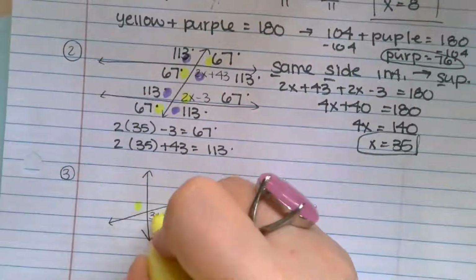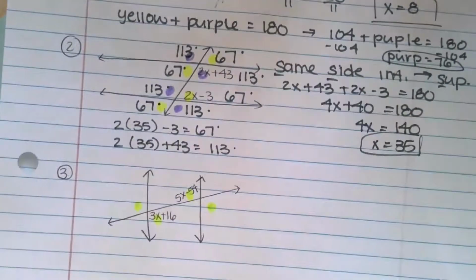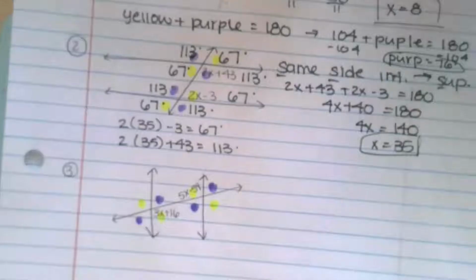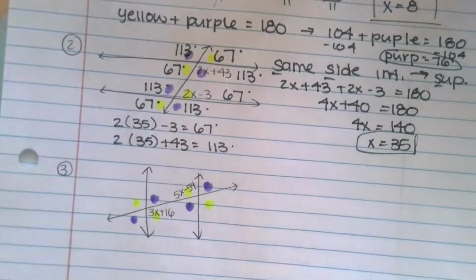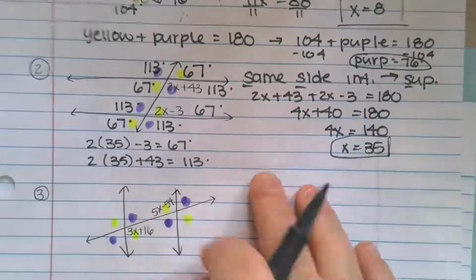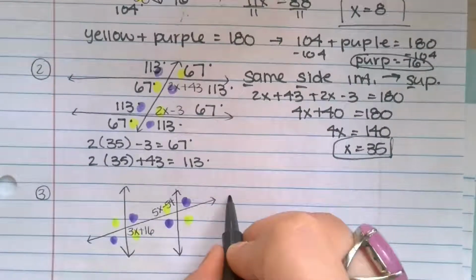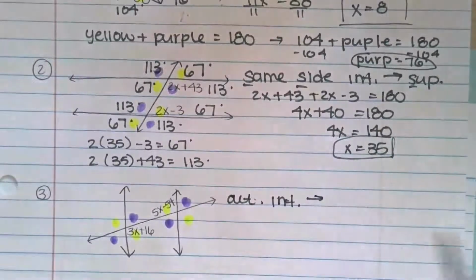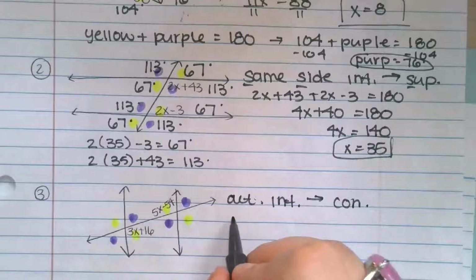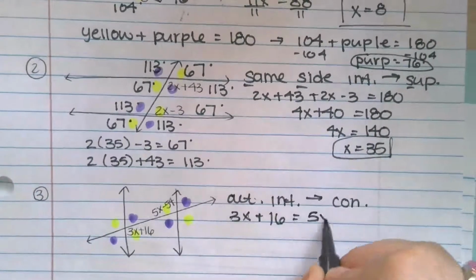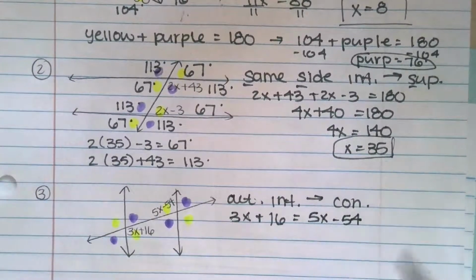So we have this one right here. Notice this setup looks a little different than what you guys are used to in terms of where our parallel lines and our transversal are, but that's okay. This angle relationship is alternate interior angles. We know that those are going to be congruent. Okay, so we'll just set these equal to each other. 3x plus 16 equals 5x minus 54.